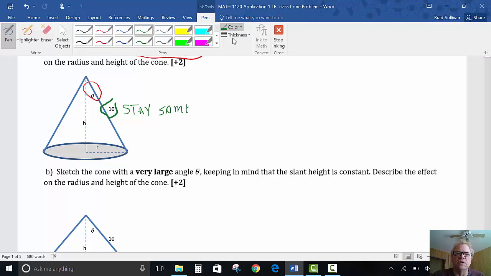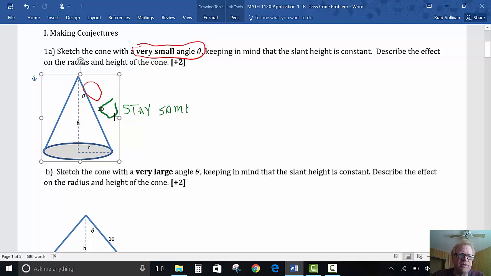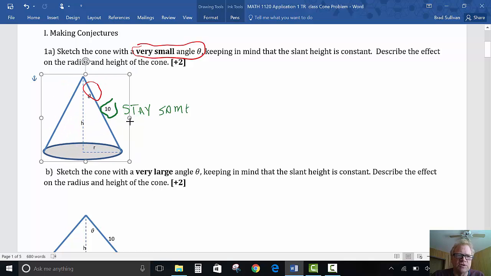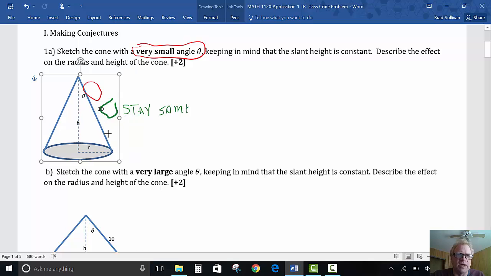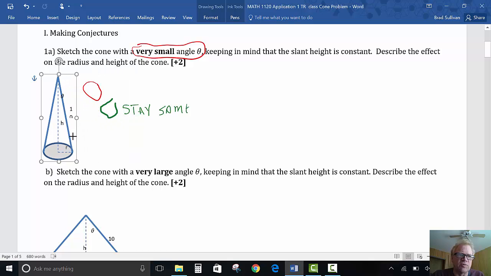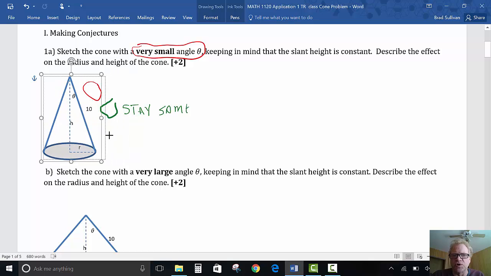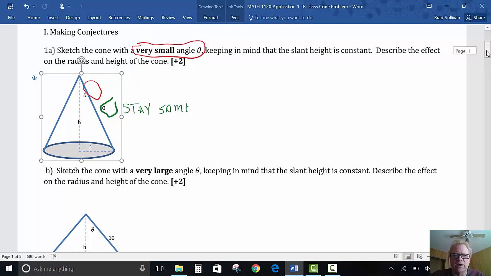One of the things you want to look at is, I'm going to take my mouse and think about what's happening to the radius as theta gets smaller. It's pretty easy to see on this. Now, it's a little misleading what's happening to the height, but think about this: as theta gets smaller, the radius is changing. Think about whether the height is changing also or not. That's going to be a real important part. So that's what you're looking at on that.